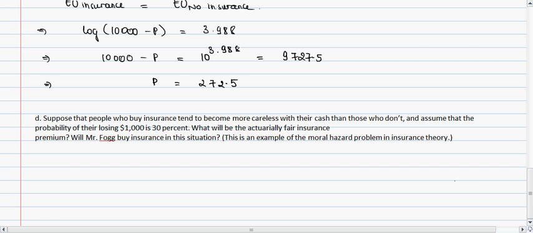Okay, so it makes sense that whenever you already buy insurance, you become more careless. You do not care about losing the money, because every time you lose the money, the insurance company is going to pay you back. So you tend to become more careless with the money, and that is going to increase the chance of you losing your money to 30%. And the question is asking, if the chance of losing money is 30%, what is going to be the fair insurance premium?